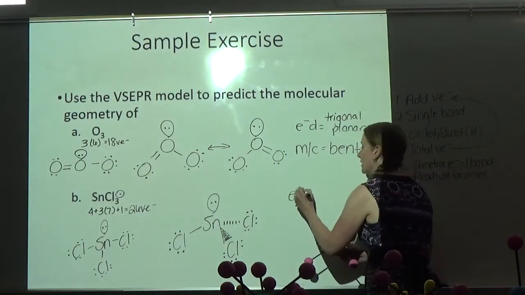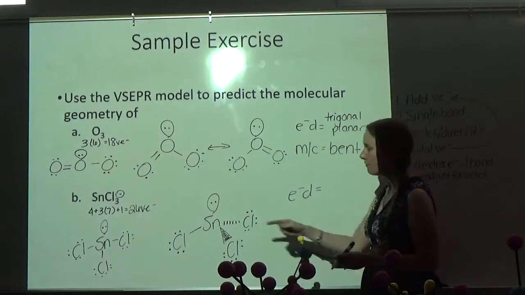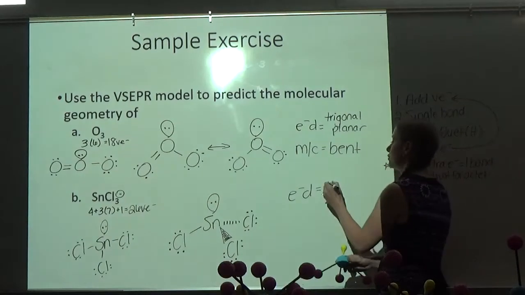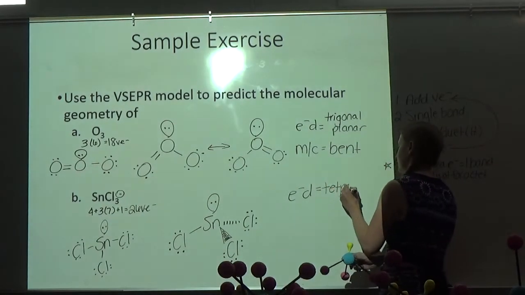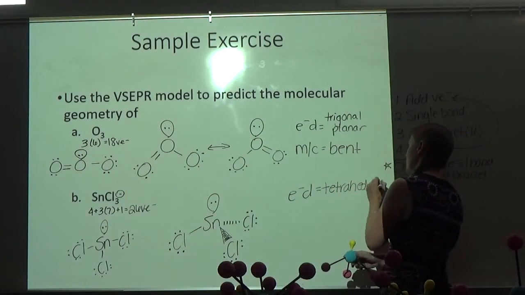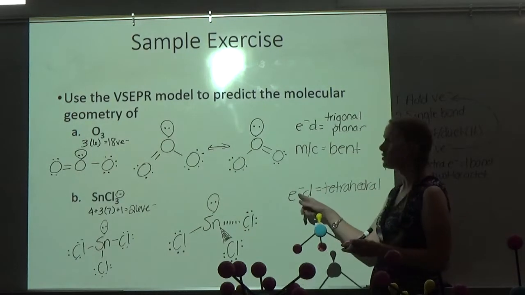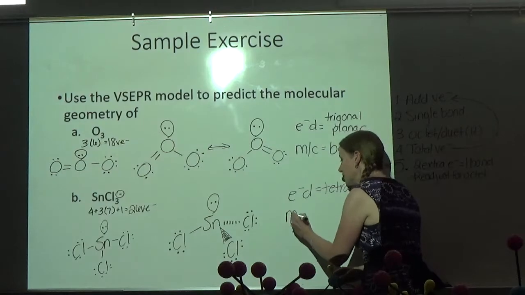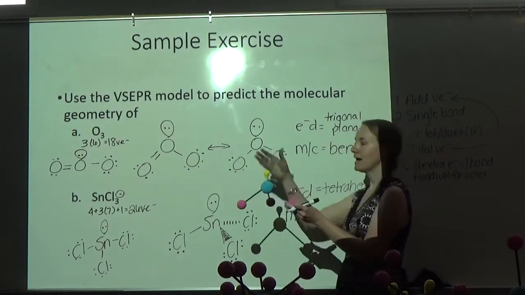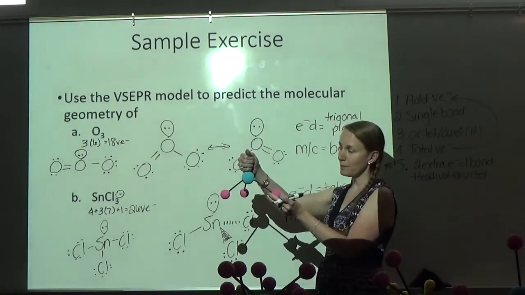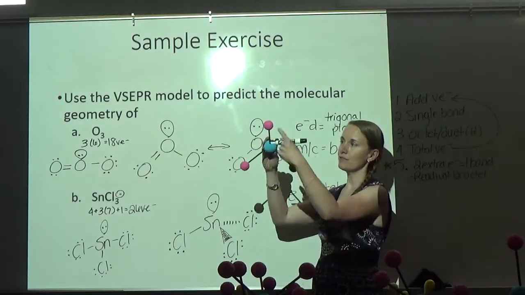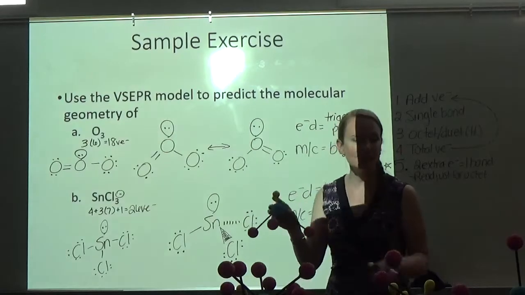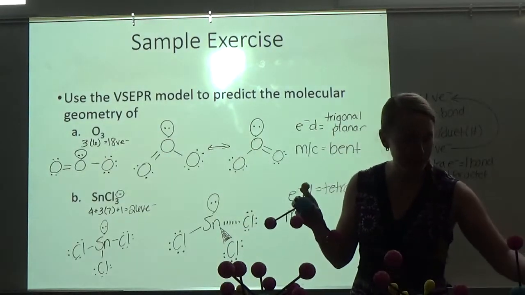So electron domain geometry, well, I have 4 domains, 1, 2, 3, 4. So remember, that's based off of tetrahedral. So my electron domain geometry is tetrahedral. Remember, electron domain doesn't care if it's bonding or non-bonding. My molecular geometry, on the other hand, I can't actually see the lone pair. So what you have is you have a triangle with a pyramid on top. Okay, so see, this is the difference in what we just did.